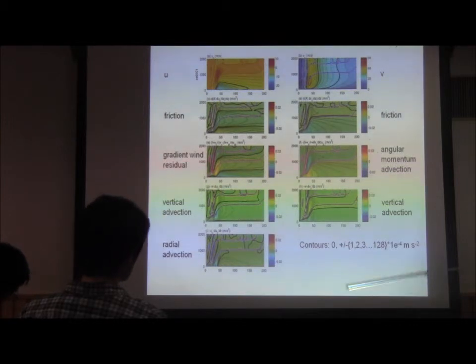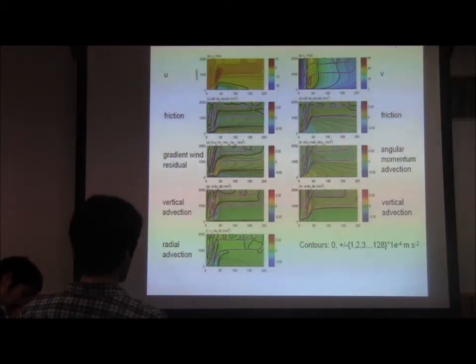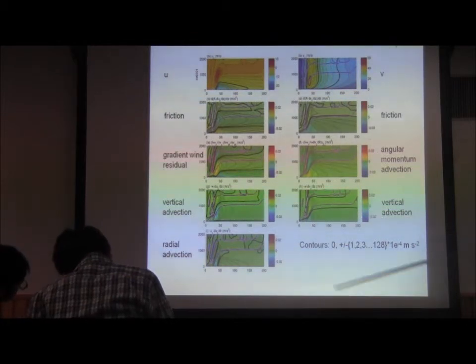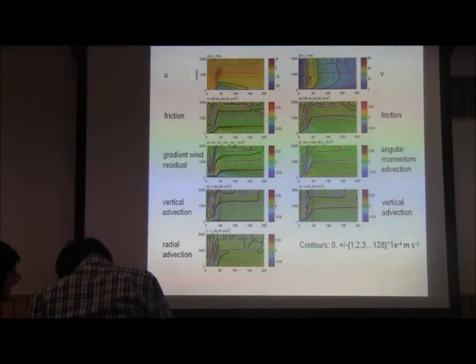There are 20 levels in here. The bottom level is at 10 metres, and the spacing increases with height until it reaches about 200 metres, and then it's held constant. So level 1 kilometre is approximately level 14 in the model. So it's very high vertical resolution.